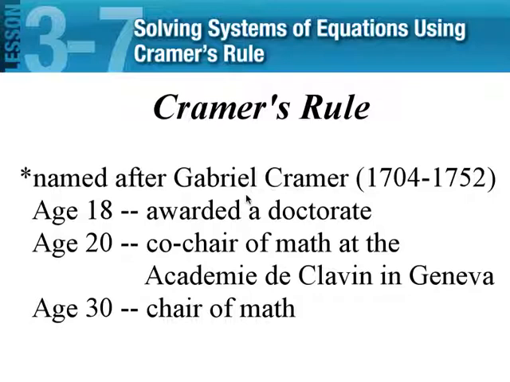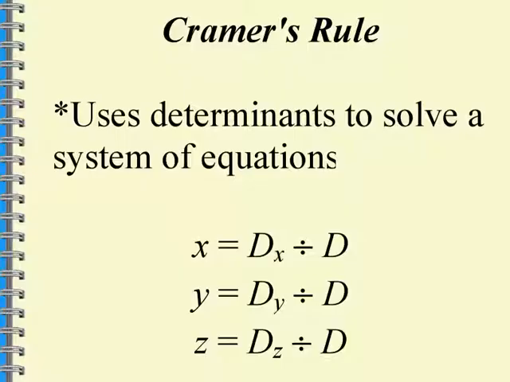So at age 20, he was awarded the co-chair of math at the Académie de Clavien in Geneva, Switzerland. So he was the co-chair of the math department there. And then at age 30, he was awarded the chair of the math department there. So pretty smart guy. And he came up with this way, using matrices, that we can solve a system of equations. And this actually uses determinants. And so you might want to get this down.